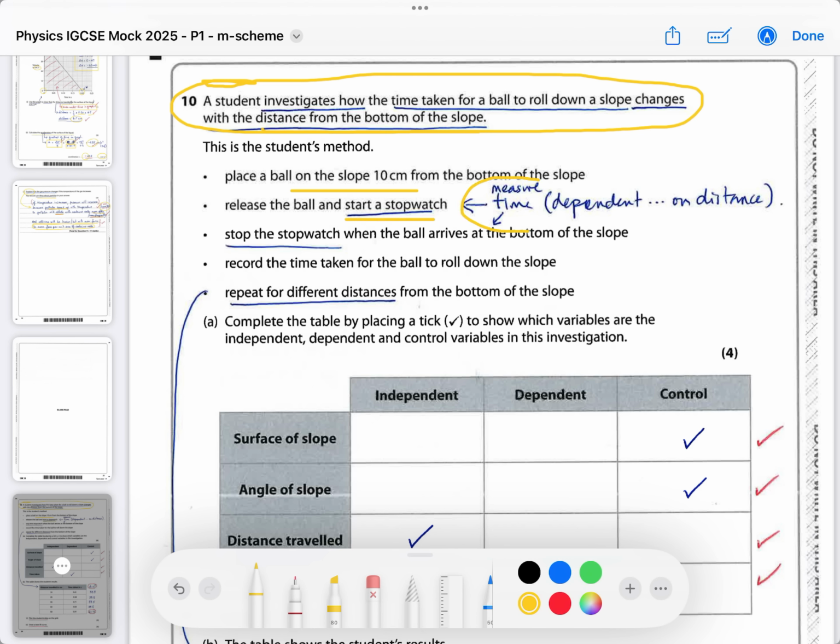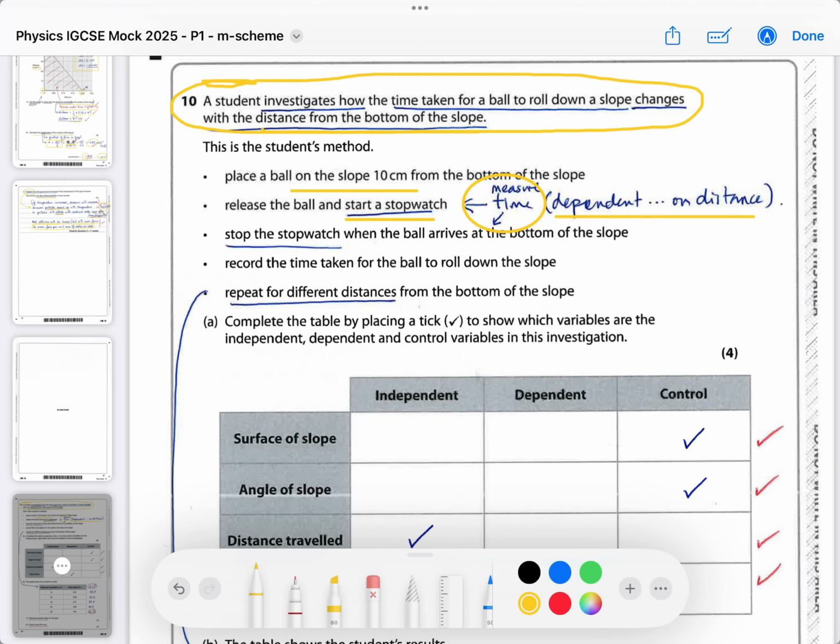So if he's measuring time after the starting of the ball, the time will be dependent on the distance from the bottom of the slope. Okay. Stop the stopwatch when the ball arrives at the bottom of the slope. So he's measured the time difference. Record the time taken for the ball to roll down the slope, and repeat for different distances. So he's then going to change it from 10 centimeters, maybe to 20, then 30, and so on.